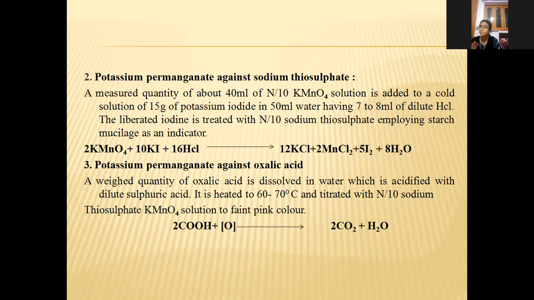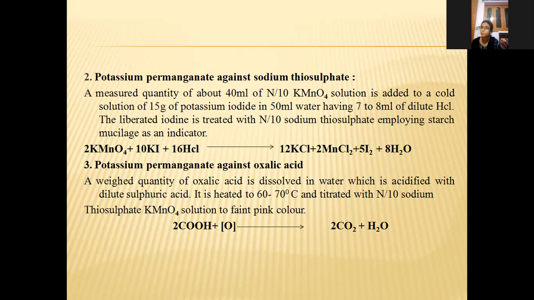Next, potassium permanganate against oxalic acid. Here we take the required quantity of oxalic acid dissolved in water, and it should be treated with dilute sulfuric acid. We have to maintain 60 to 70 degrees centigrade.